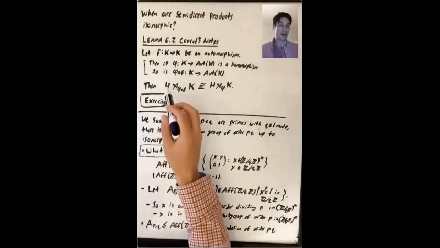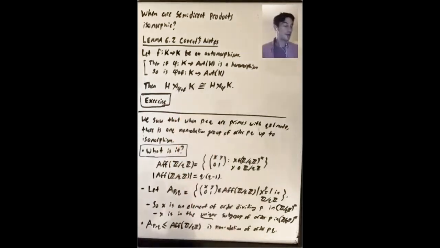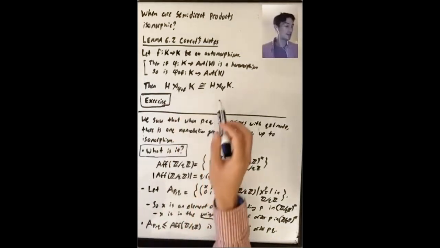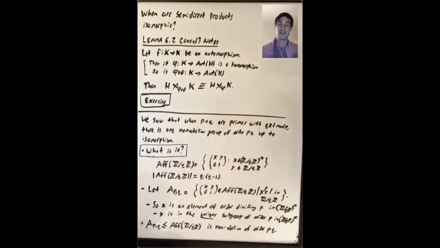And the semidirect products that you get are isomorphic. The semidirect product of H and K with respect to phi following F is isomorphic to the semidirect product of H and K with respect to phi. And the proof of this is an exercise. You should think about how this is related to the exercise you proved for homework. The setup's not exactly the same.